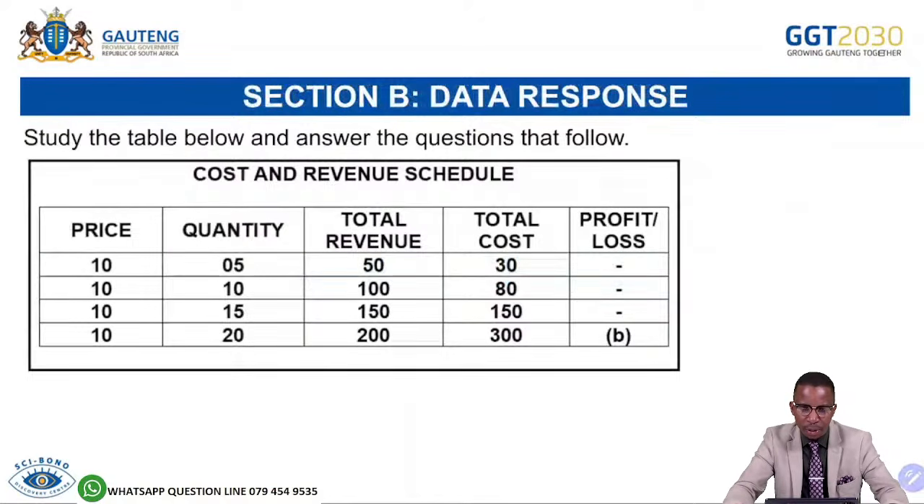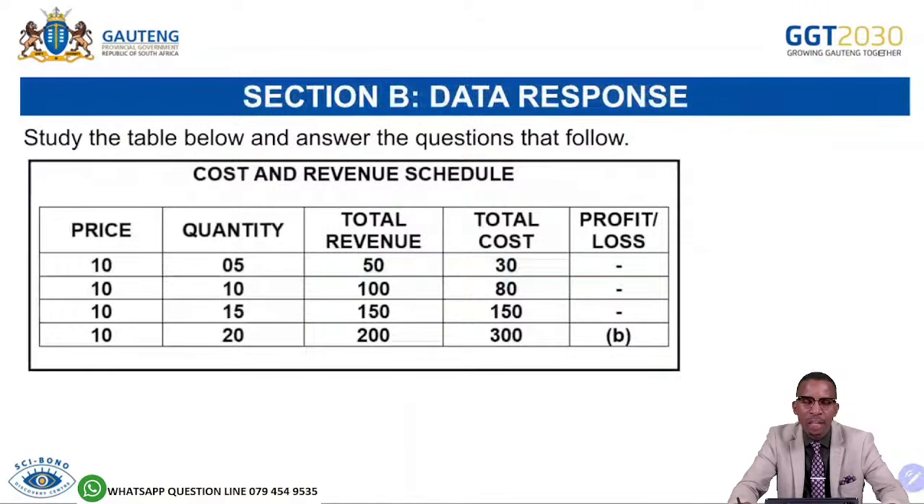Let's check data response. Study the table below and answer the questions that follow. Remember, it is important that when you are giving a data response, you understand the data through interpretation before you attempt to answer the question. Not all answers from data will be required. Maybe it can be 2 answers or 1 answer, lower order. The rest, you must relate and answer questions. So it is important. I think that was also emphasized in our paper 1.